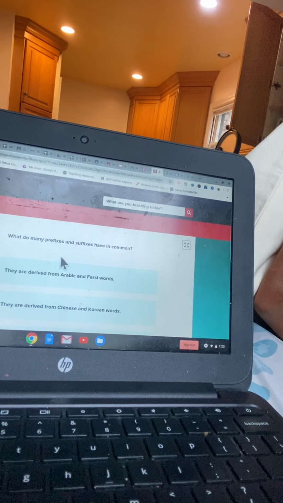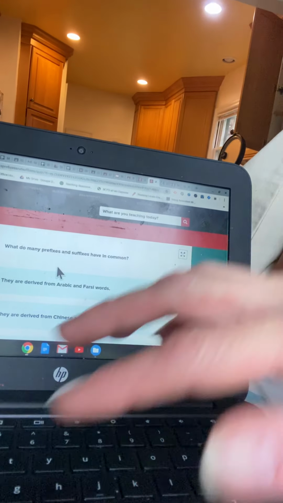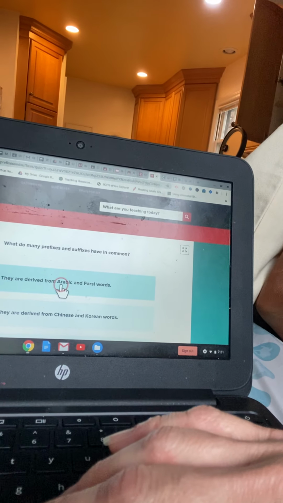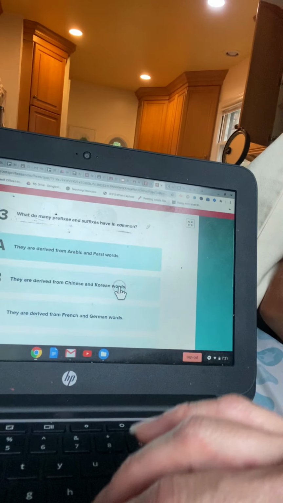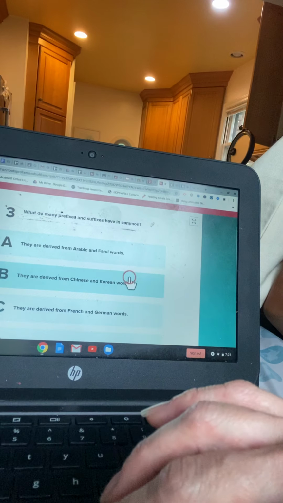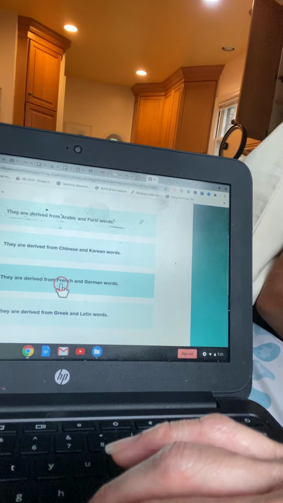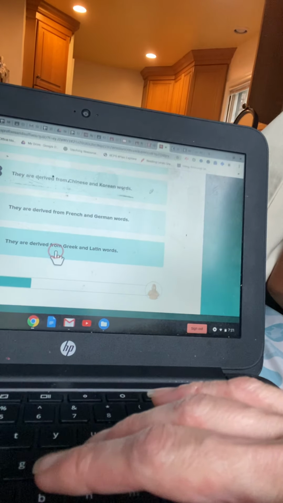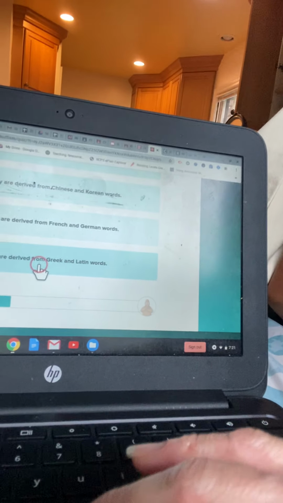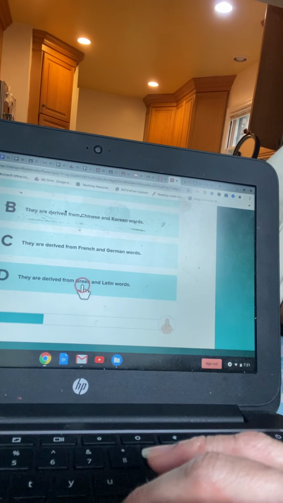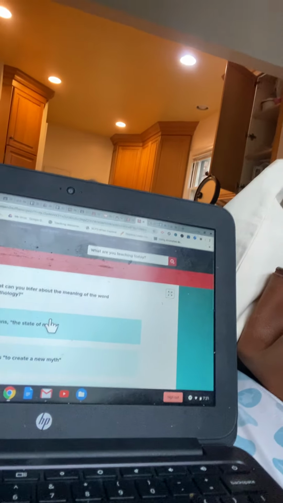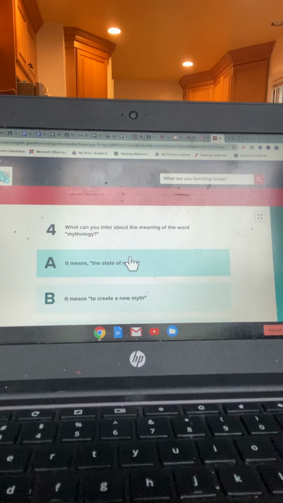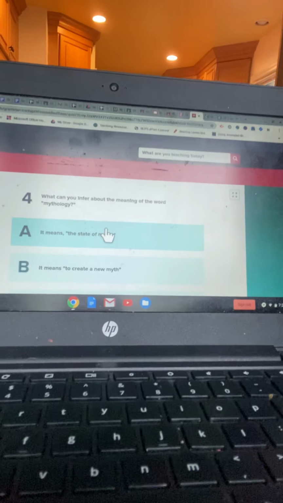What do many prefixes and suffixes have in common? Well, if you watched the video, did they come from Arabic and Farsi words? Were they derived from Chinese or Korean words? Did they come from French or German words? Or were they derived from Greek and Latin words? Most of these words came from Greek and Latin. Okay, last one, and then for those of you who haven't done this and you want to go back and do it, go and do it.